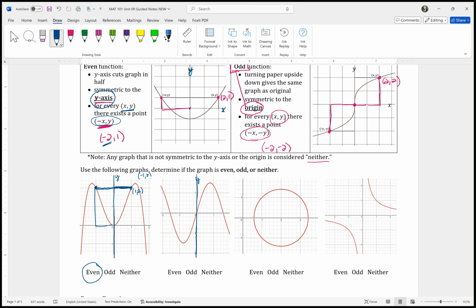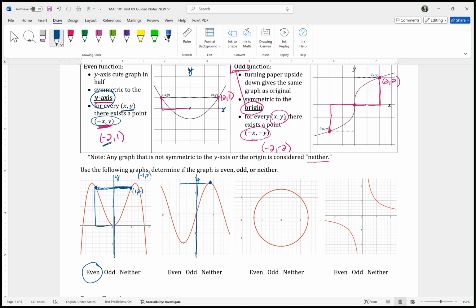Does this cut it in half? Well, it may be cutting it in half, but it's not showing symmetry. So if I have this right side, the left side should look like this if it was even. Also, if I pick a point, let's just say that point right there, okay? Do I have another point going across here? No, I don't, okay? So it's definitely not even.